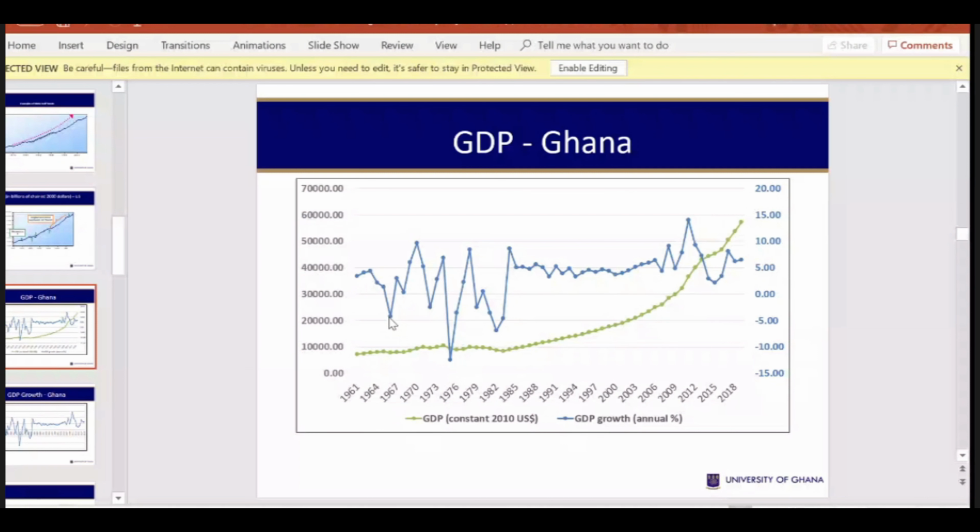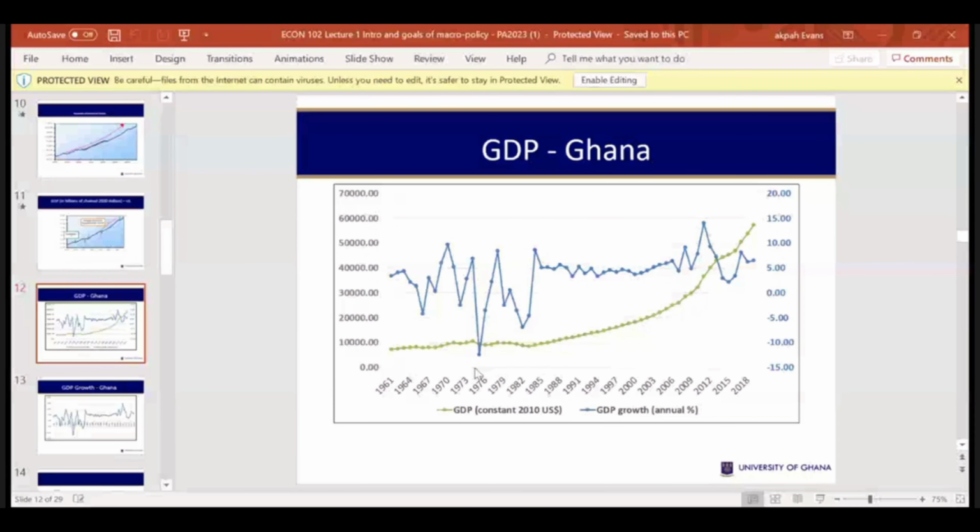Somewhere around 68, 69, the GDP growth rate is almost zero. In 70, GDP growth rate is lower than zero. It is negative. But the lowest since 1961 to date, the lowest growth rate here is, I think, close to -15, at least beyond -10. Beyond -10 is one of the historic lows of Ghana's GDP.